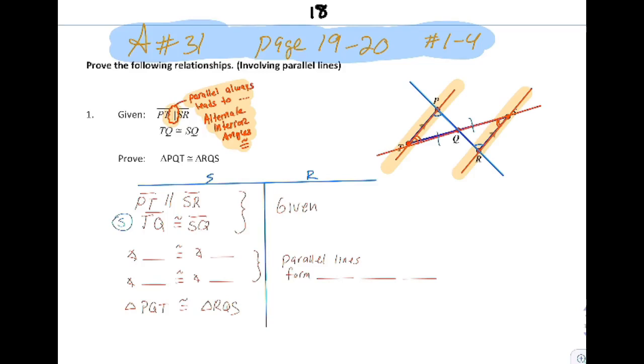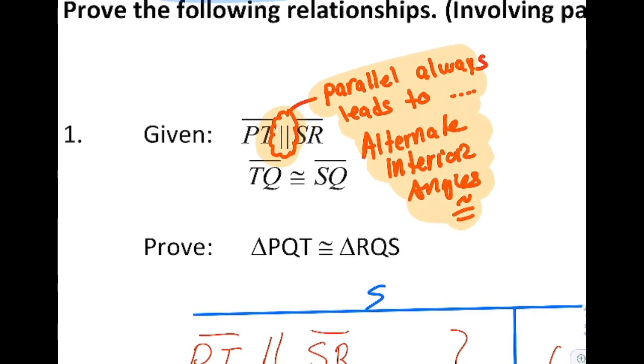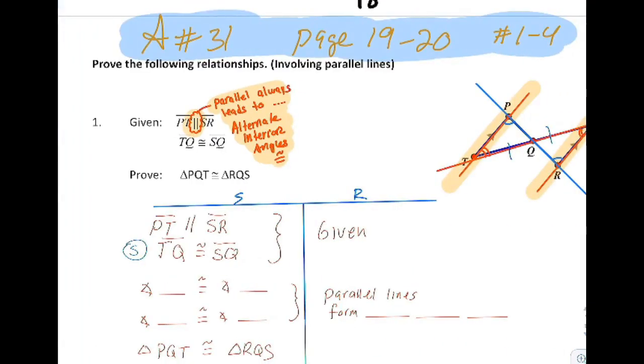Okay, starting with number 1, remember that whenever you see that parallel symbol right here, if two lines are given as parallel, that will almost always, if not always, lead to alternate interior angles being congruent. So parallel means you're going to say alternate interior angles on the reasons side very, very shortly.